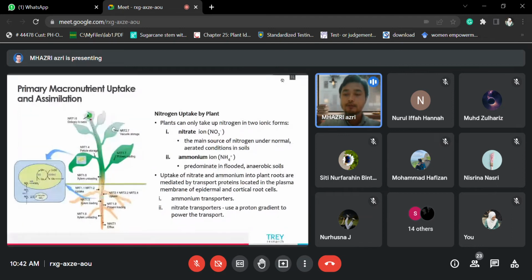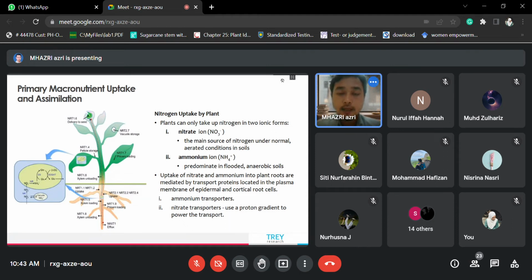Okay, so nitrate is the main source of nitrogen under normal aerated conditions, and ammonium predominates in flooded and anaerobic soils. Okay, so both ammonium and nitrates are taken up by plant roots via active transport. Okay, what is meant by active transport? Transportation across cell membranes that requires energy. Okay, so the uptake of nitrates and ammonium involves specific transport proteins.